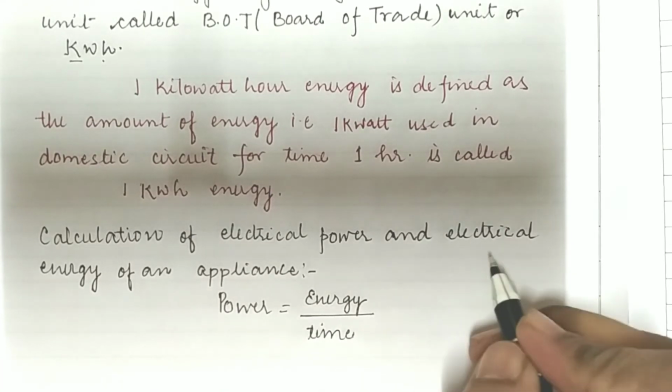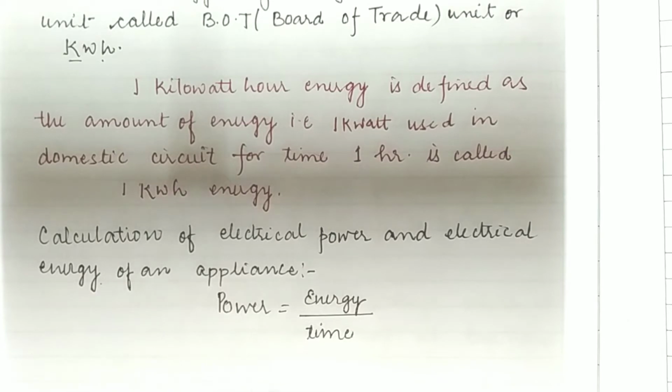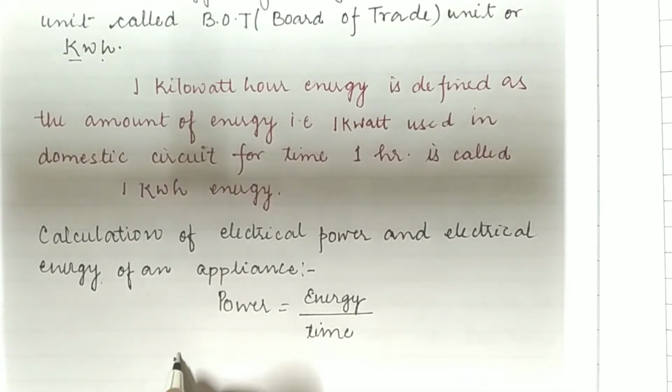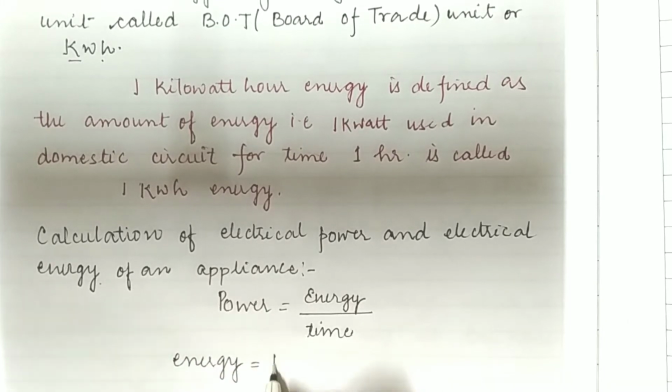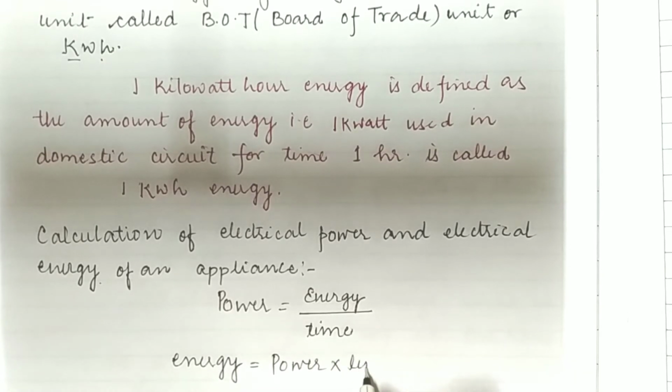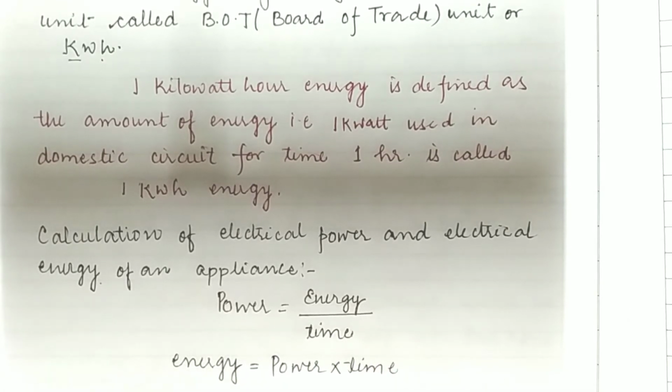So children, in order to calculate electrical energy, we can find it by the formula: the electrical energy is the product of the power of the appliance and the time for which it is used.